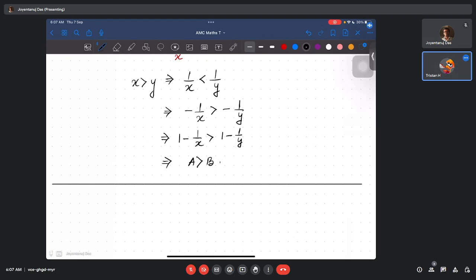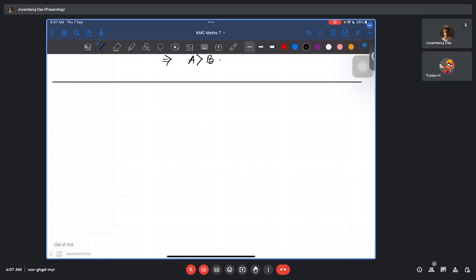Okay, so the next thing is, try to do this one. Same question, which one is larger? Square root of 3 square root of 5, or 6?